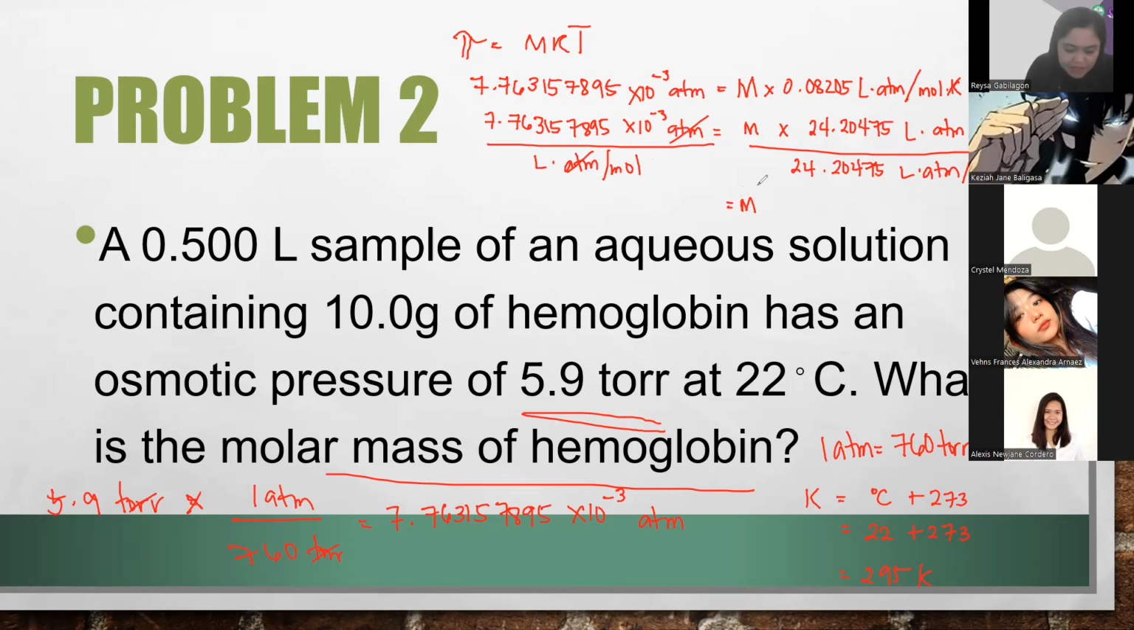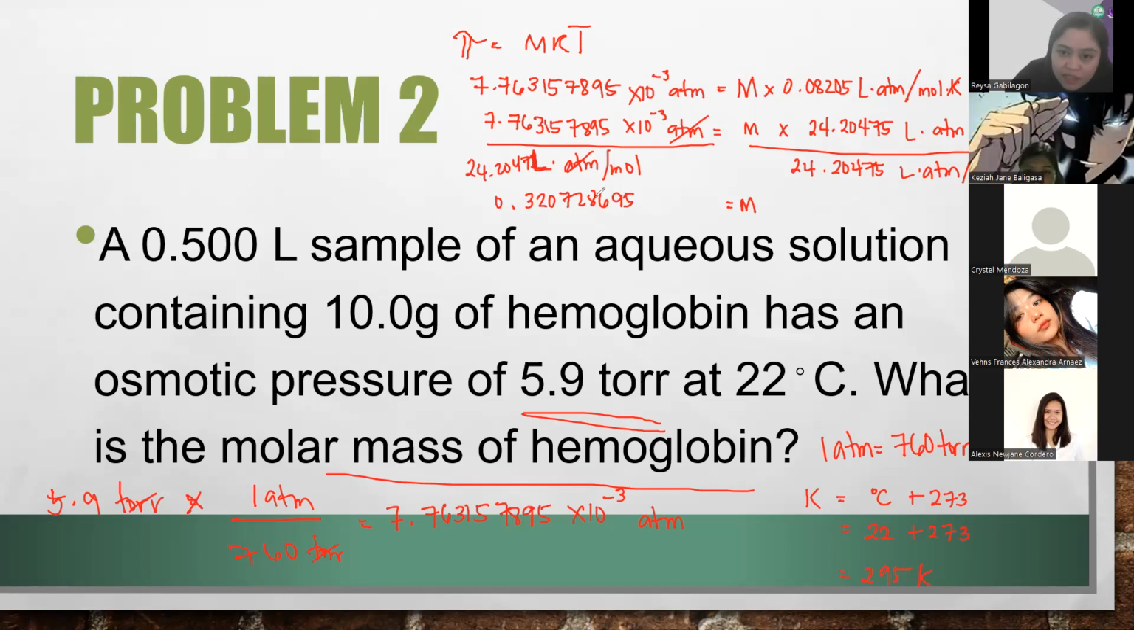7.76315 7895 divided by 24.20475. Okay, so this is 0.320728,695. The unit is liter per mole, since we canceled atm, which was at the bottom.